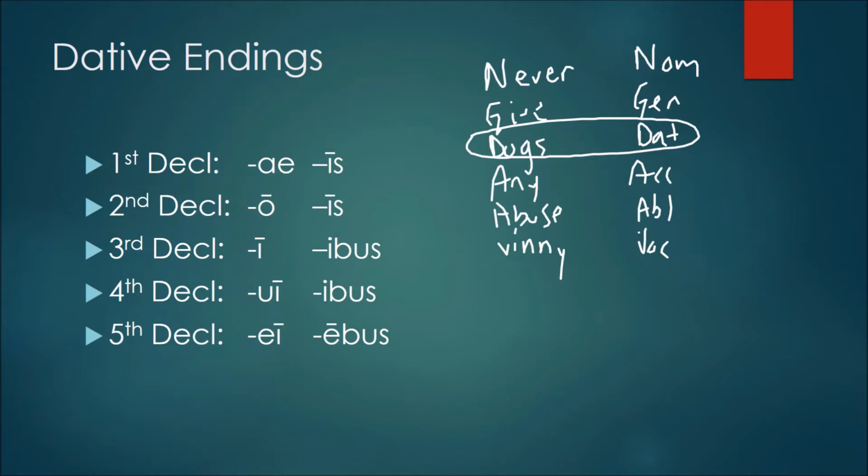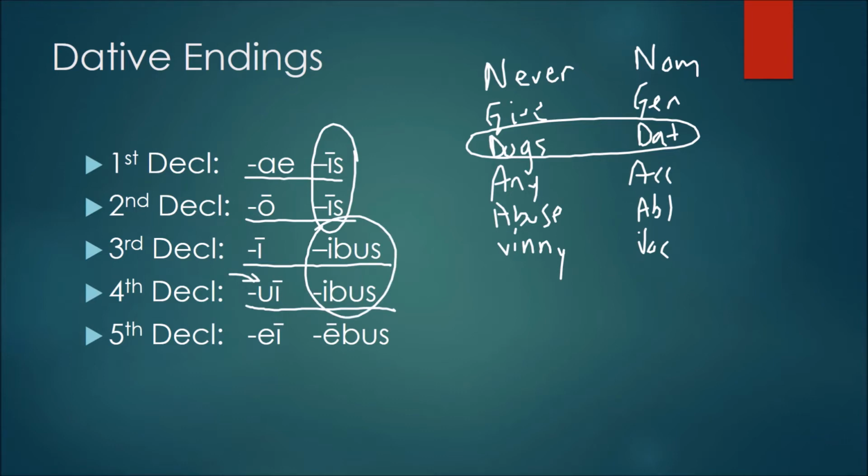In first declension, your dative endings are AE or IS. In second declension, an O or an IS, where first and second declension plurals are exactly the same. In third declension, it's either an I or ibus. In fourth declension, it is either a UI or an ibus, that U being very characteristic to the fourth declension. And third and fourth declensions have the exact same dative plural ending.